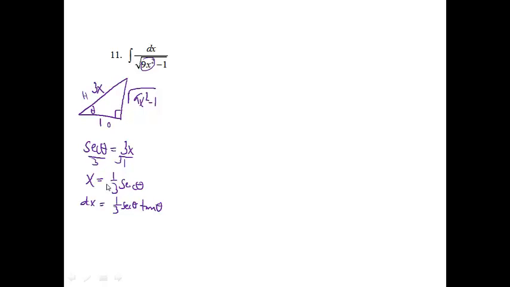Alrighty, and then from here, solving for the square root, oh, that was actually adjacent, I apologize for that. And we'll have opposite, so opposite over adjacent, we'll be using tangent. So the tangent of theta is equal to the square root of 9x squared minus 1 over 1. So that just means the square root of 9x squared minus 1 is equal to tangent theta. All right, we are ready to go ahead and substitute.